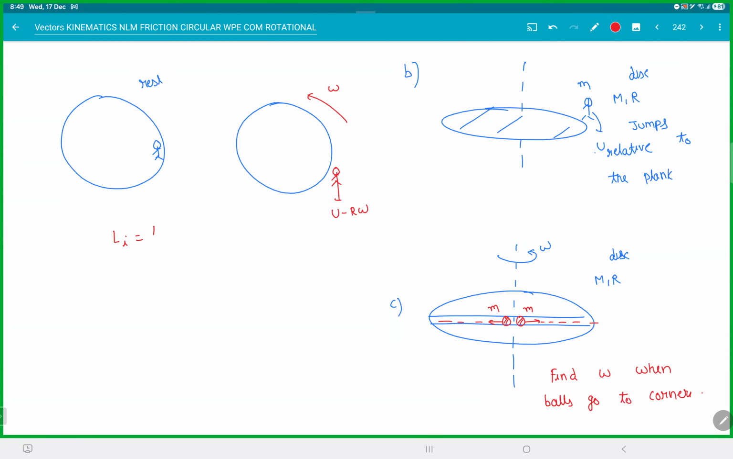L initial is equal to L final. L initial is 0. This will be mr square by 2 omega minus the mass of the man, times the speed of the man into r. Interestingly, you still get the same answer.